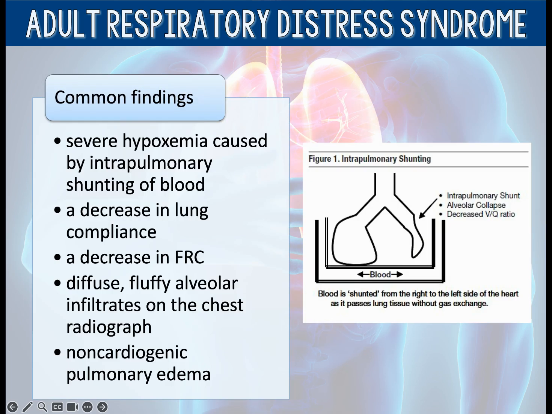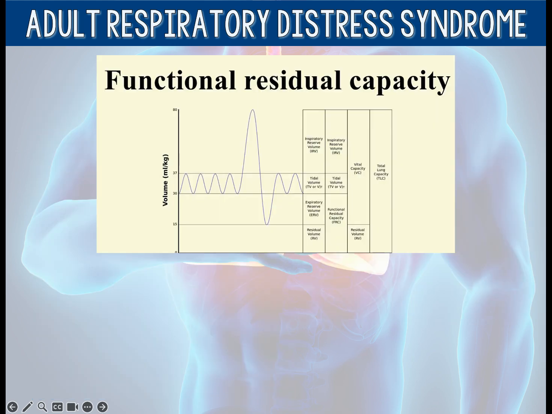So, common findings in ARDS is severe hypoxemia caused by intrapulmonary shunting of blood, and there is a decrease in lung compliance because again, there's fibrosis happening in there, and there's a lot of fluid in there, so it's not as flexible, it's not as elastic. There is also a decrease in functional residual capacity. And then on chest x-ray, they look like ground glass. And then also you'll find non-cardiogenic pulmonary edema, which we said is fluid that's flooding the lungs.